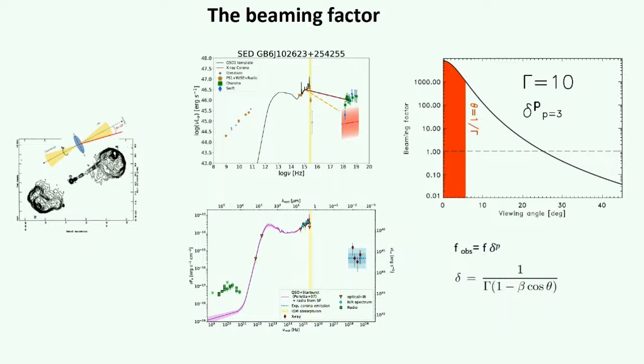So from this plot, you see that at larger angles, the emission from the jet is deboosted. Actually, this means that not all the jetted quasars are radio loud. I would say that most of them are radio quiet in some sense.